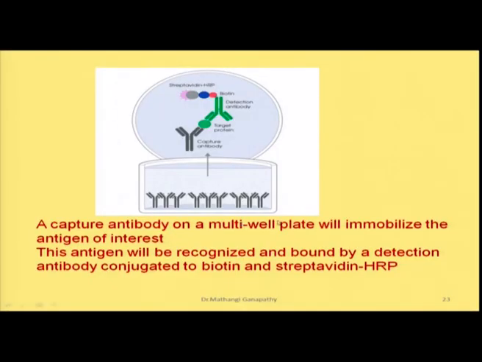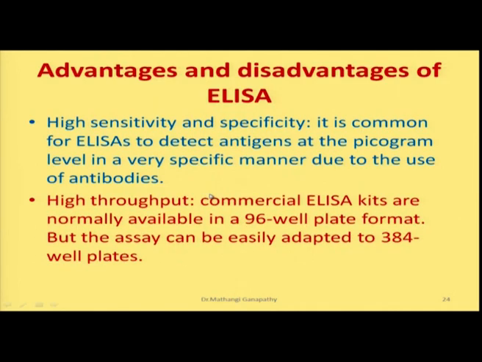This picture shows the presence. A capture antibody in a multi-well plate will immobilize the antigen of interest. As it shows in the picture, you have the capture antibody, you have the target protein here, you have the antibody here, and finally the indicator here. So this detection would be based on the binding of streptavidin and biotin in this particular example.